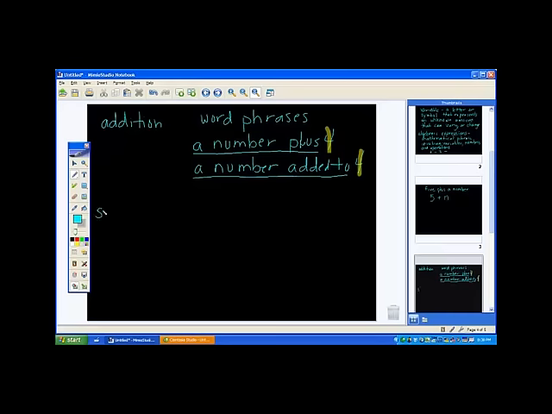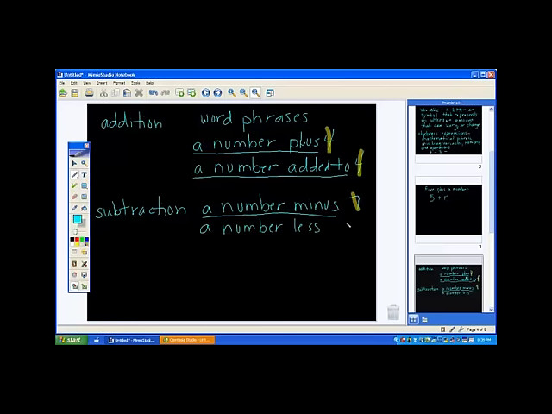For subtraction, the operation of subtraction, some key word phrases could be a number minus, and it could be anything. Let's say 7, a number minus 7. So there's your key, a number minus, and then this, like I said, could be anything. Or you might see a number less, or any number, a number less 8. This is your key phrase. A number less means subtraction. And that is just the number I decided to use.